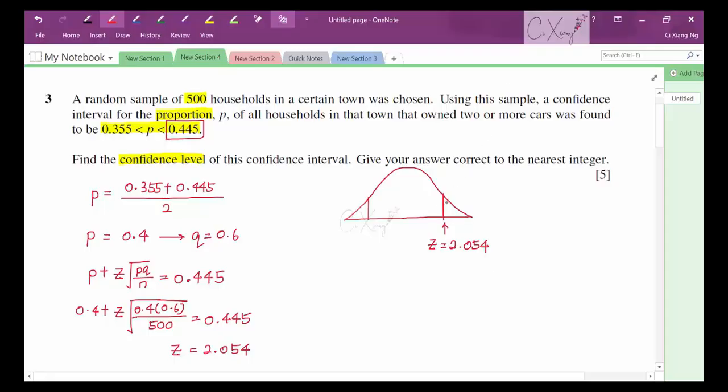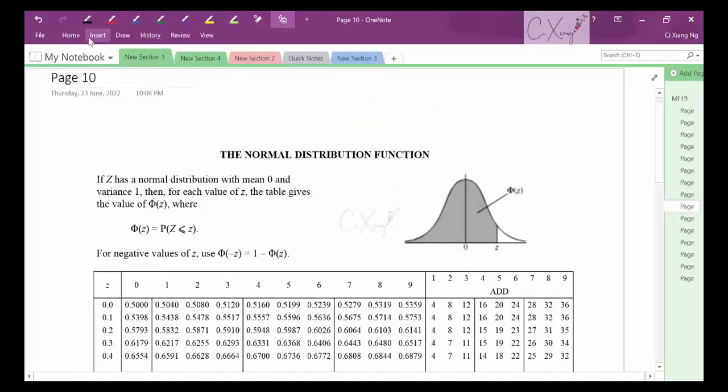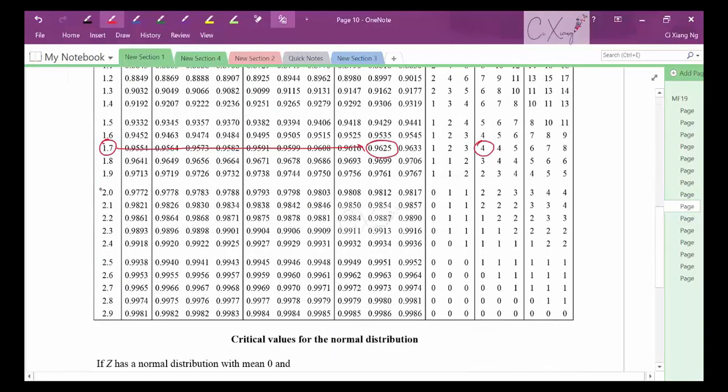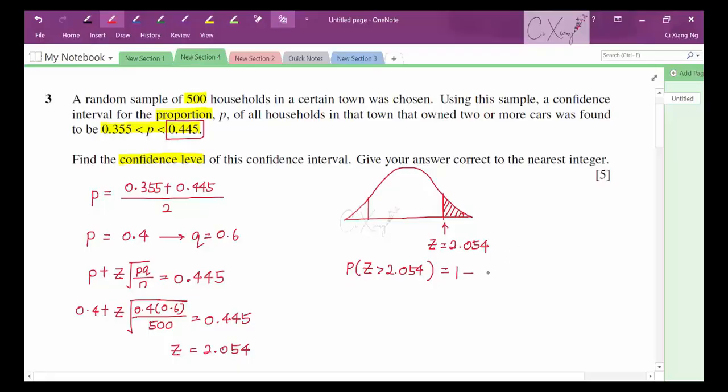Now I try to find out this area. Generally I'm having the probability of Z greater than 2.054. From the normal distribution table, I will get 1 minus, and now I'm going to look for 2.054. 2.05 is here, and then for the 4, you have to add the 2 at the last digit here: 9798 plus 2, you will get 9800. So 1 minus 0.9800, and therefore you get 0.02. Which means this area is actually 0.02.